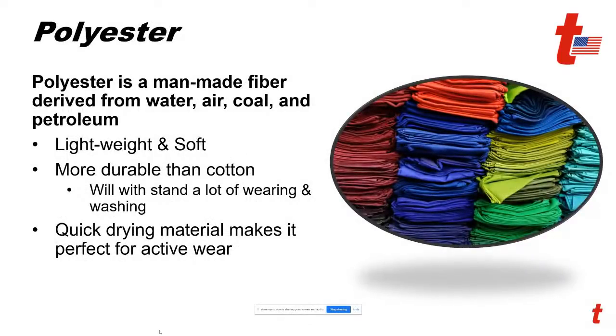Polyester is another great material, but it is a man-made material. Unlike cotton, which is a natural fiber, man-made polyester is great for materials that are waterproof and stuff like that, because it is made from a polymer. Polyester is a man-made fiber derived from water, air, coal, and petroleum. Basically, it's lightweight and soft, more durable than cotton, stands up to a lot of wearing and washing, and is a quick drying material, which makes it great for active wear. That's why you tend to see this mixed with cotton, so you kind of have the best of both worlds in some cases.